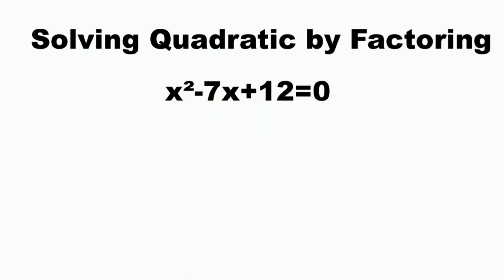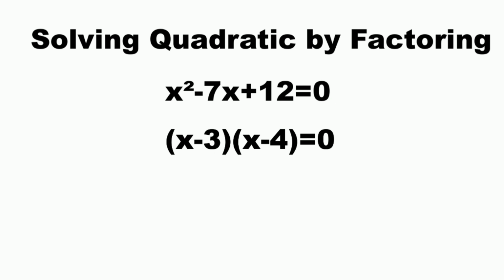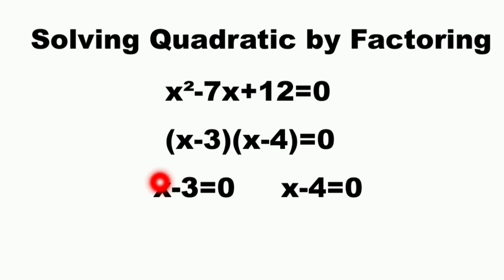So you can look for the factors which, if you add, equal 7. The possible factors are x minus 3 times x minus 4 equals 0. You add 3 and 4 to get 7, both negative, and if you multiply negative 3 and negative 4, you get positive 12. Now, using the zero factor property, set these two factors equal to 0. So x minus 3 equals 0 and x minus 4 equals 0.